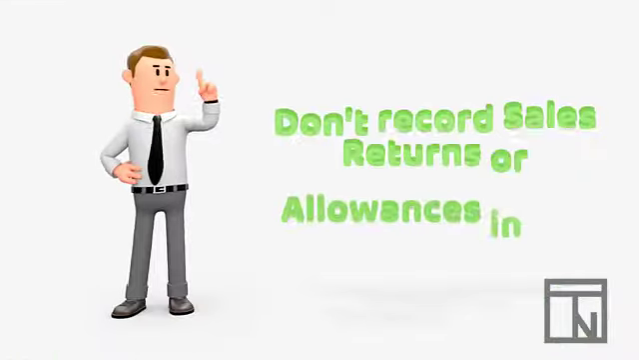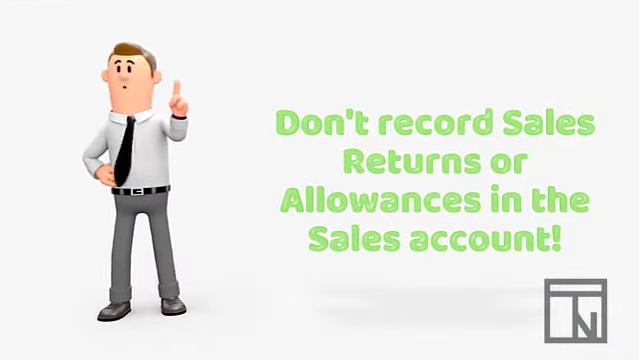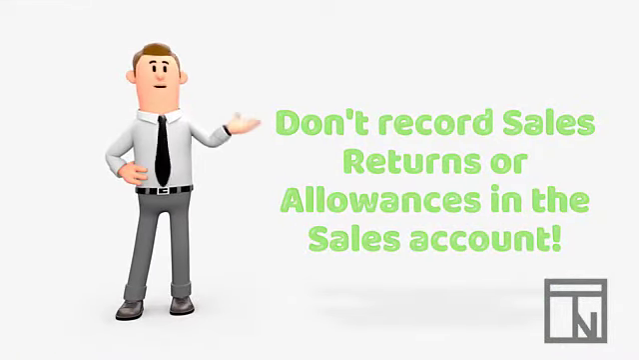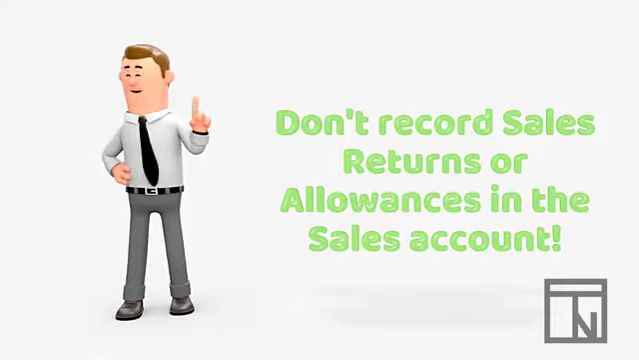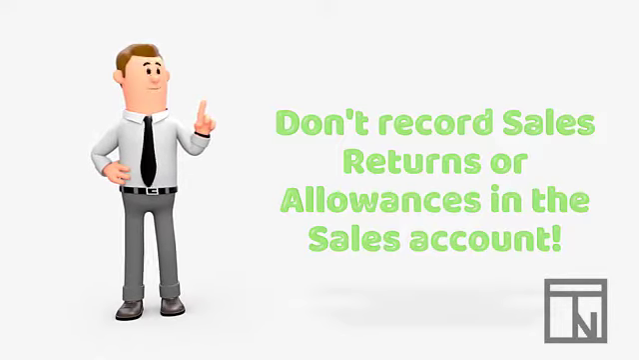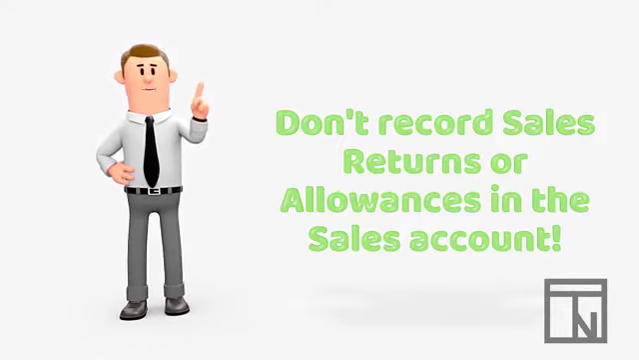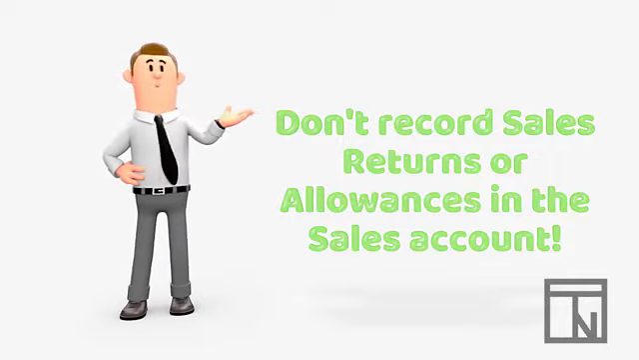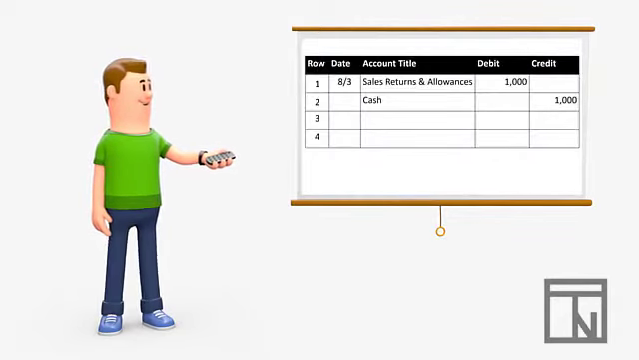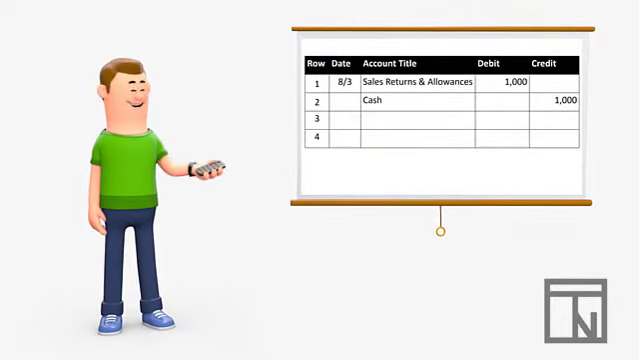We are essentially refunding the customer's sales back to them. But we don't want to debit sales directly. Just like with sales discounts, debiting sales directly would lose the ability to report on how many refunds we are giving out. That's pretty important information to keep track of. So instead, we would debit a special account called Sales Returns and Allowances.